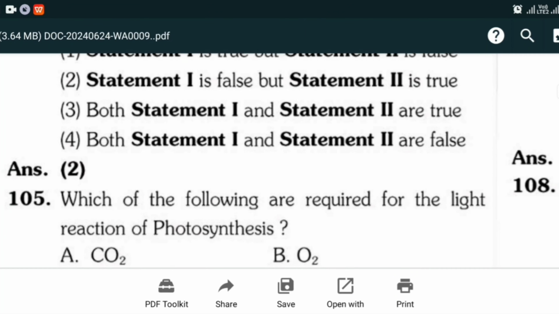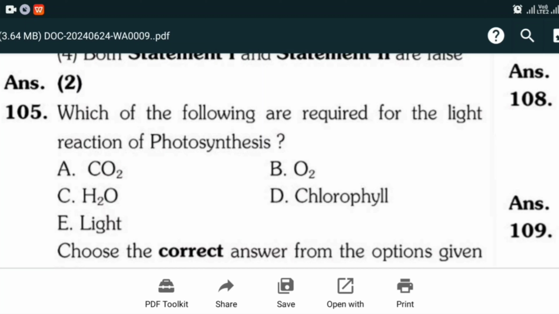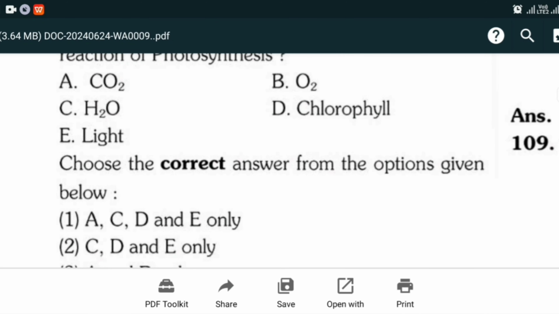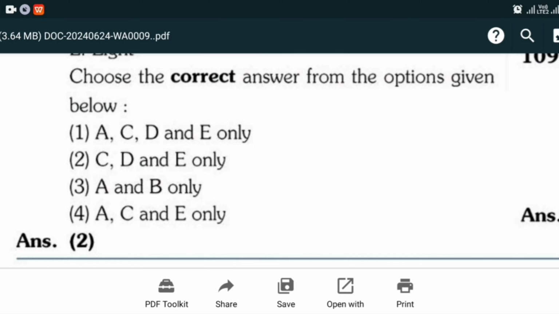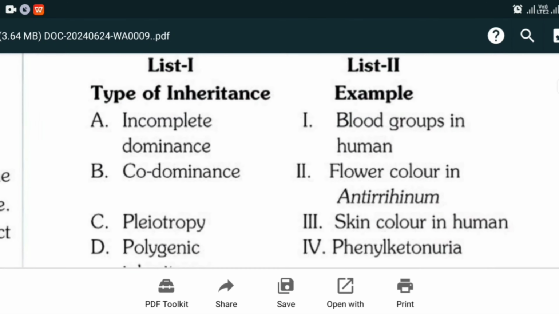Then next question. Which of the following are required for the light reaction of photosynthesis? Let us see one by one. Carbon dioxide is required in the dark reaction. Oxygen is released, not required. Water, yes, water is required in the light reaction. The light reaction consists of cyclic and non-cyclic reactions. Chlorophyll, yes, that is the main pigment required for photosynthesis. Light, yes, light is very necessary. So the correct ones will be C, D and E. So the correct answer is the second option, C, D and E. Next.